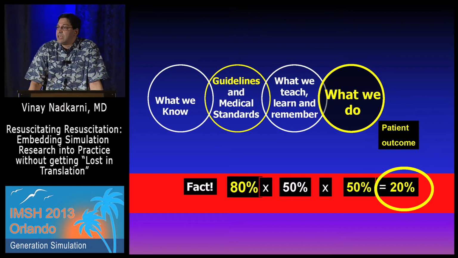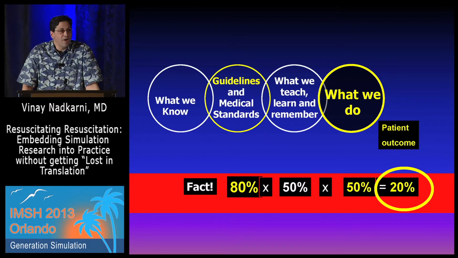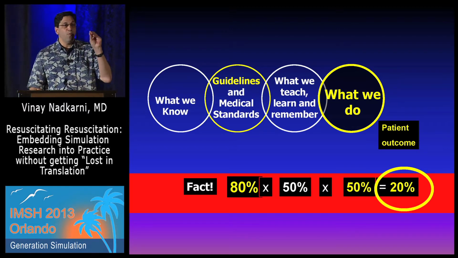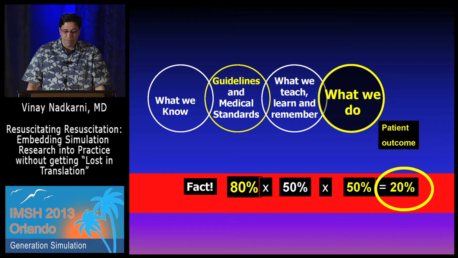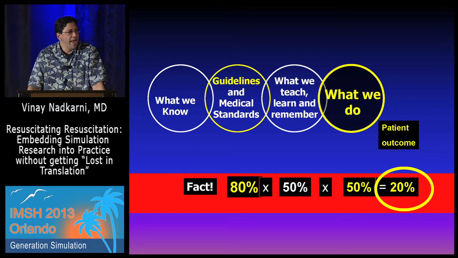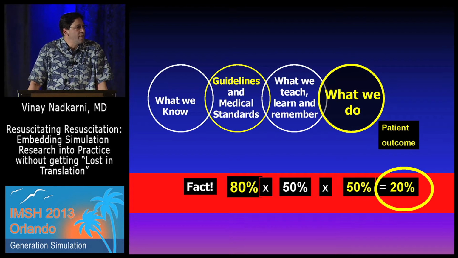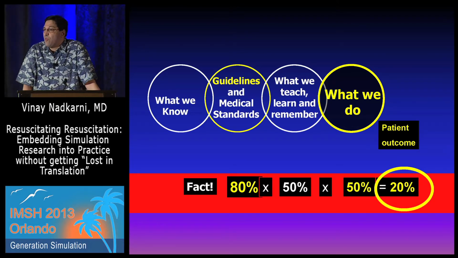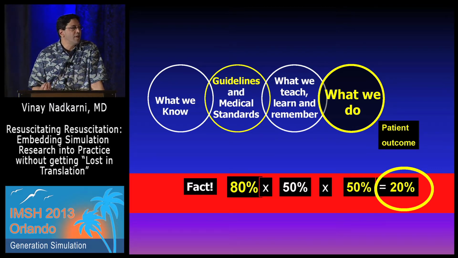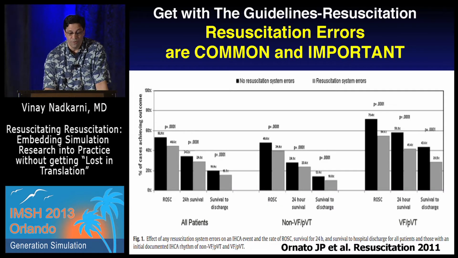But consistently in studies of CPR outcomes and resuscitation outcomes, what we know that's published today is only partially translated into our guidelines and medical standards, and only about half of that is what we teach, learn, and remember. And when we measure and videotape what we do at the bedside, it turns out that our survival outcomes are reduced to about 20%. And so we perhaps have miles to go.